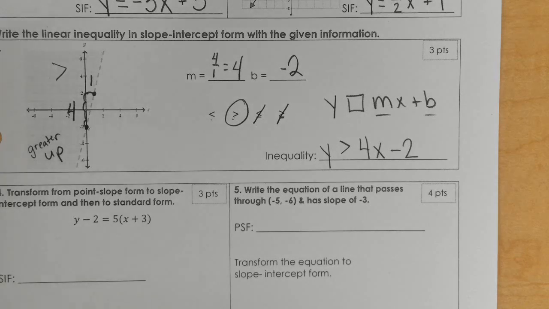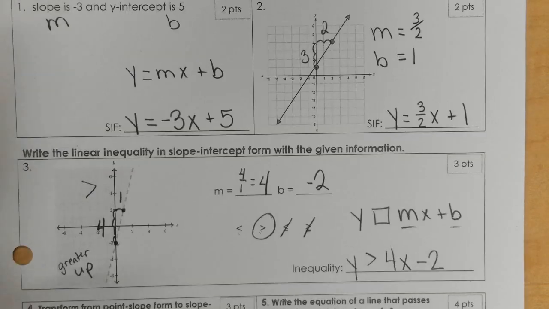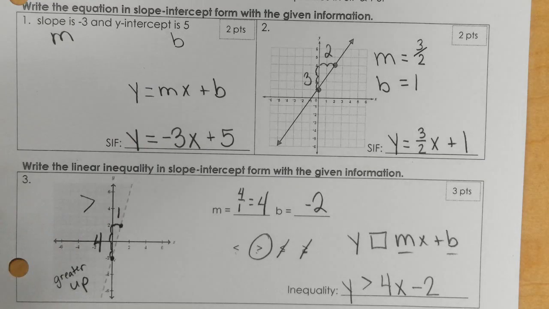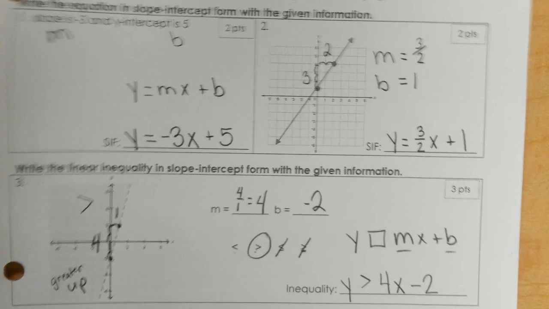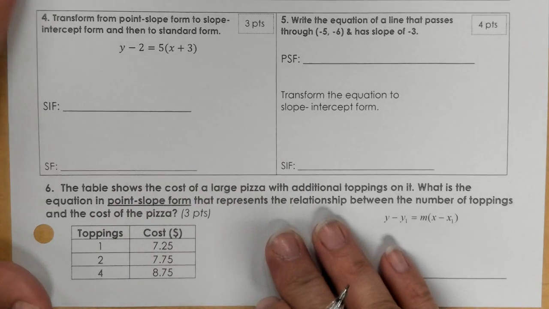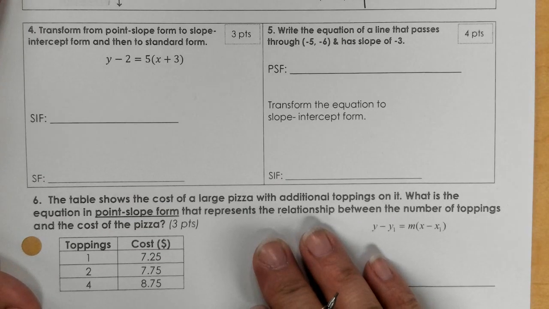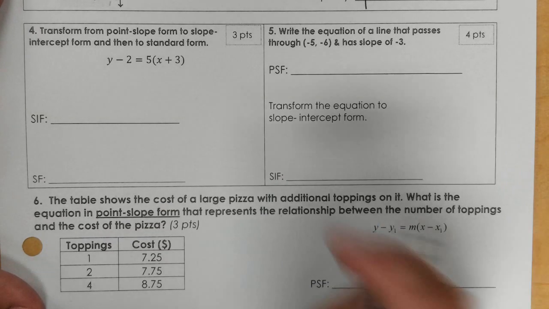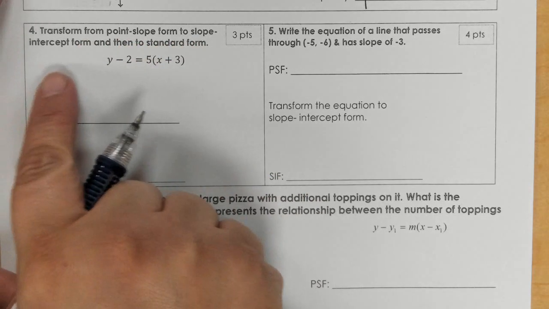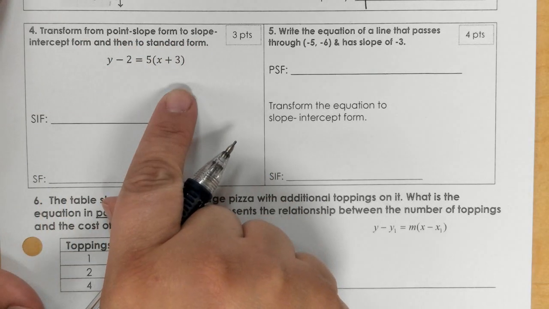Alright. Then, so that covers 1 through 3. It covers day 5 information. Okay? 4, 5, and 6, this all comes from day 6 information on point slope form. So number 4 says transform from point slope form to slope intercept form and then to standard form.